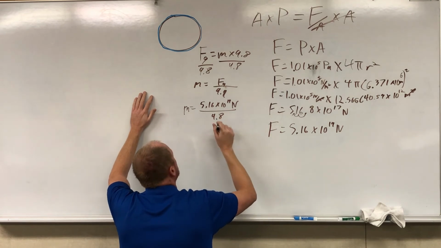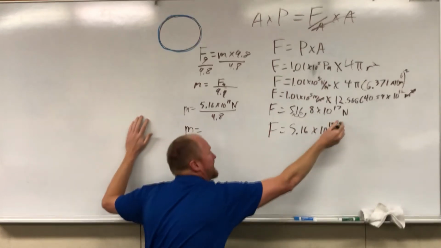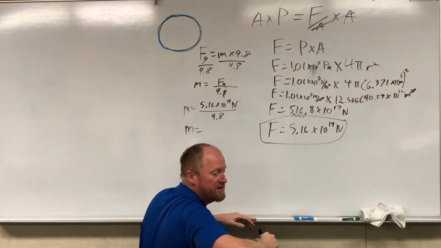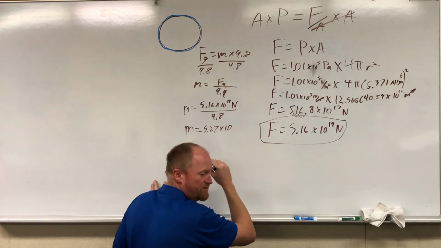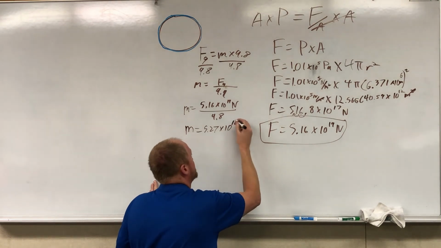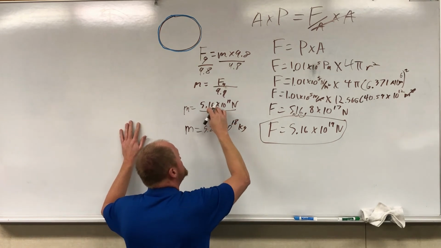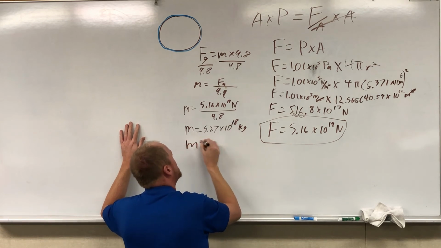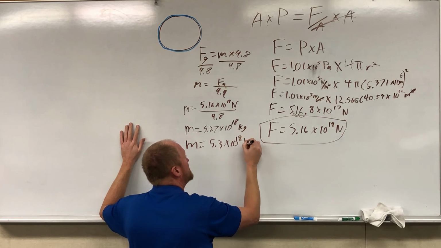And what do you get? So anyway, that's the weight. And what I get is 5.27 times 10 to the 18th kilograms. Just a little word here. We have 3 sig figs, we only have 2 sig figs here. So we're going to have to round this to 2 sig figs. M is equal to 5.3 times 10 to the 18th kilograms.